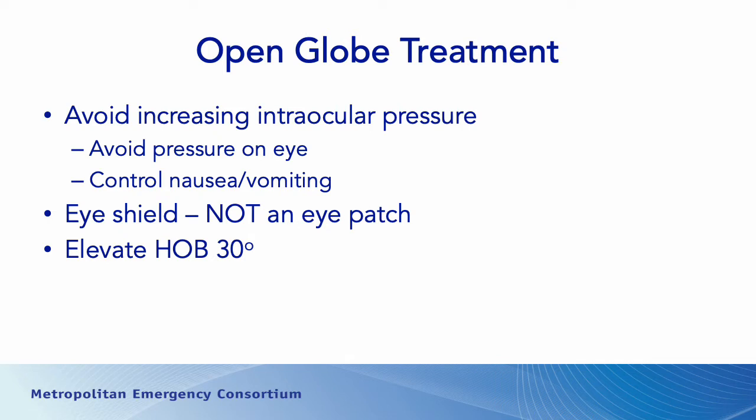So what do we do for open globe injuries? Well, we need to avoid increasing intraocular pressure. Anything we do or the patient does to increase intraocular pressure can exacerbate the wound, cause more protrusion of eye materials. So we want to avoid putting any pressure on the eye. If you need to feel the bony orbit to see if it's fractured, that's okay, but don't go touching the eye. We need to do other things such as controlling nausea and vomiting or telling the patient not to Valsalva, because those are things that can increase the intraocular pressure, which aggravates the injury.